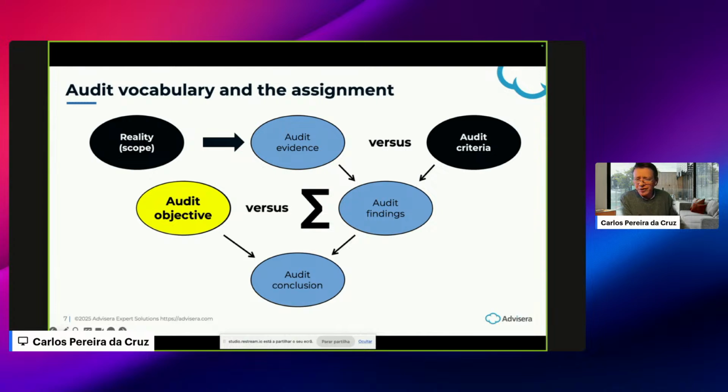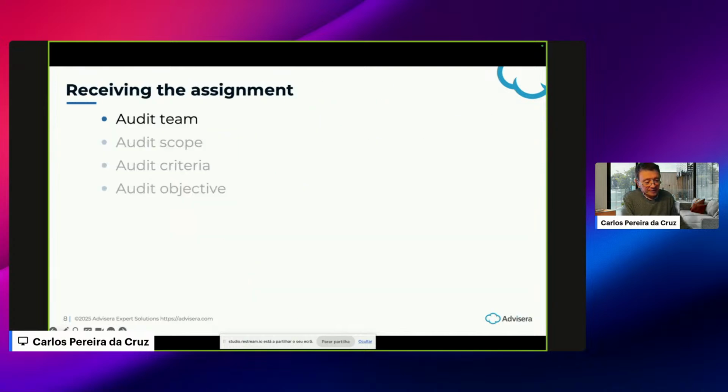We also received questions about what a second party is and what is a vertical audit. So please check these articles later, okay? This is about the information that you receive with the assignment: the audit scope, audit criteria, and the audit objective. Now, let's see what comes next.